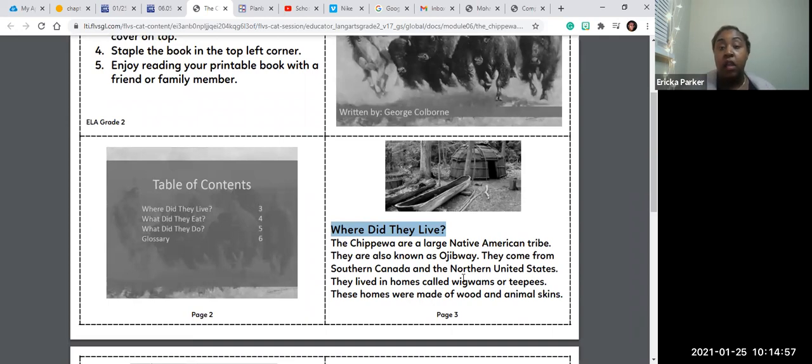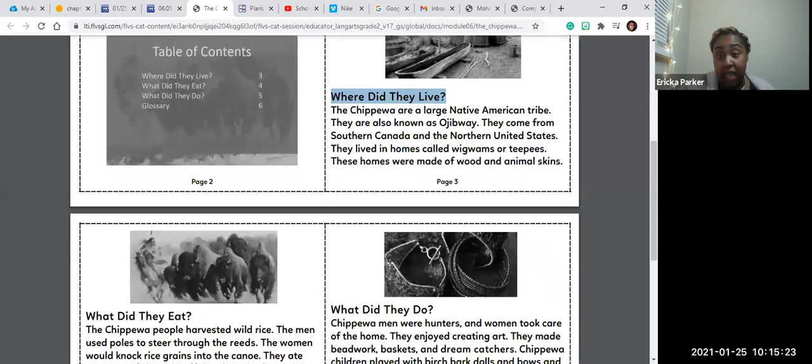The Chippewa are a large Native American tribe. They are also known as Ojibwe. I think that's how you pronounce it. They come from southern Canada and the northern United States. They live in homes called wigwams and teepees. These homes are made of wood and animal skin.